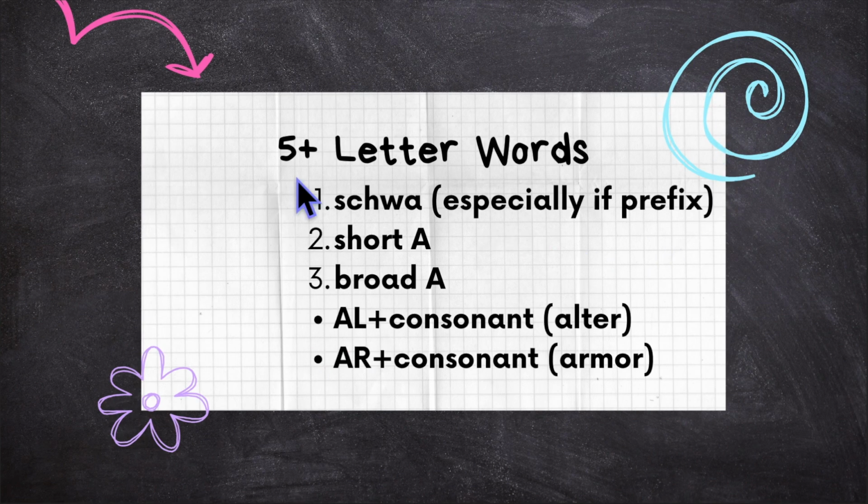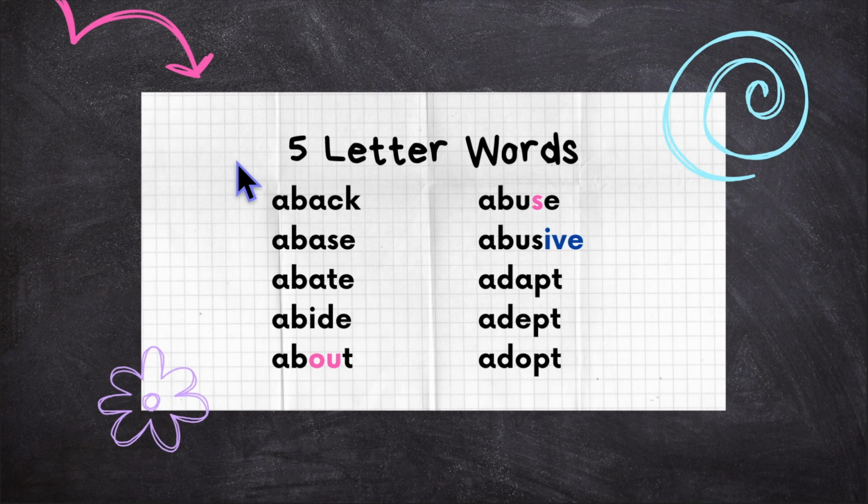If the word is 5 letters or longer, the first sound you should try is a schwa, especially if there's a prefix at the beginning. If you don't recognize the word with a schwa, then try a short A sound of a. If you still don't recognize it, or if you notice that you have an A, L, and then a consonant, or an A, R, and a consonant, then try the broad A sound of ah. You can hear that in words like altar and armor. These are all 5-letter words, so we're going to try the schwa first.